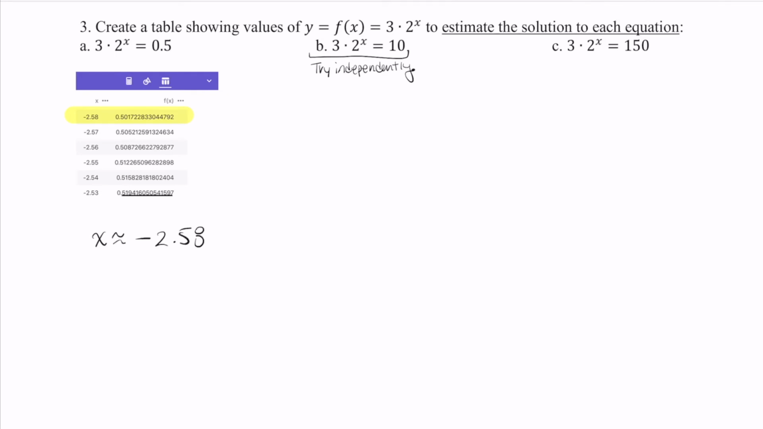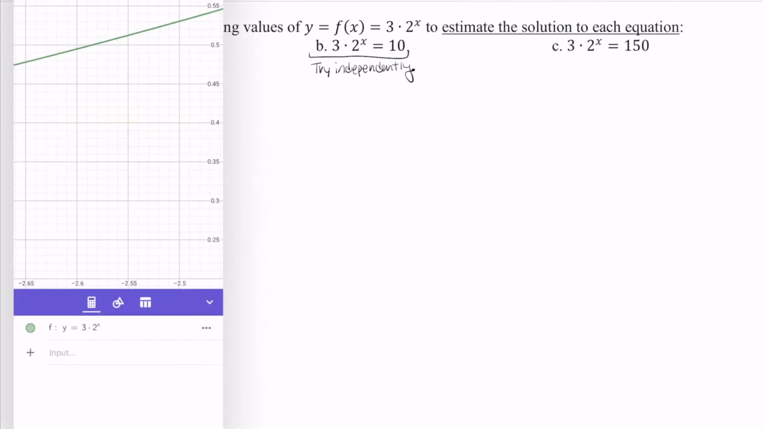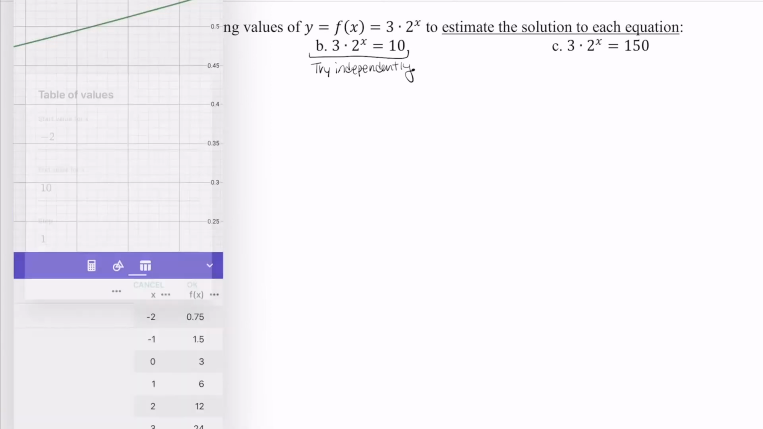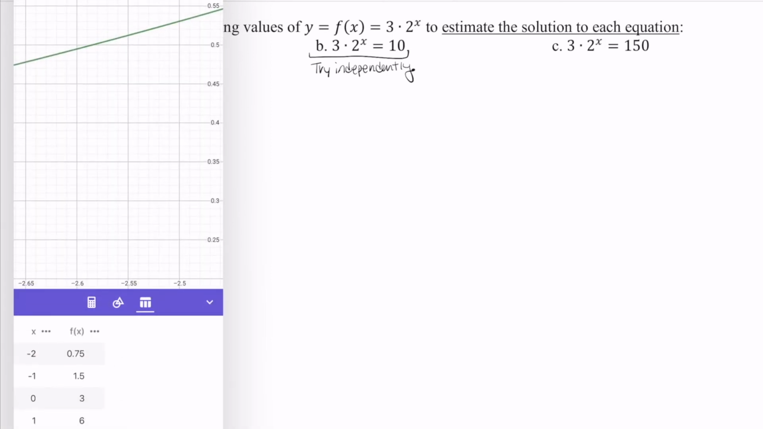Okay, let's do the same thing, but now let's do this for part C. So there's my original function. I made sure to clear the table already. So, table of values, and 150. Let me think. I'm going to say my ending point, let's make it 10, and let's go by ones. And I just picked that because I just want to get an idea of what's happening to this function.